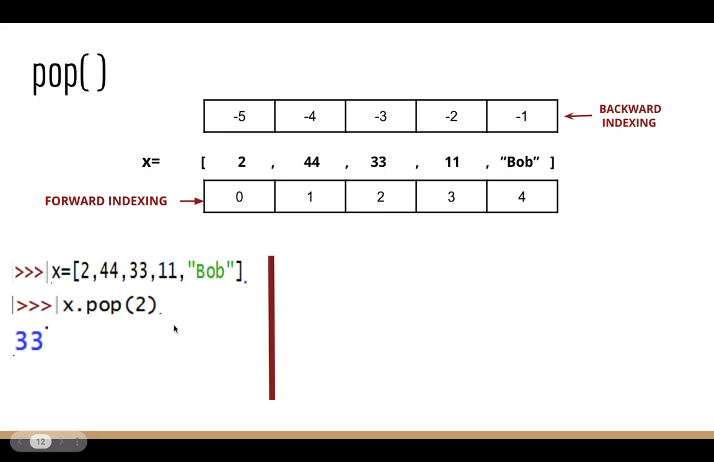Let's take a negative index. If I type in x dot pop minus 2, what will it remove? It will remove the element present at the index -2, that is 11 will be removed. Now if I see the updated list, I will get only 22, 44 and Bob. In the first pop function 33 was removed, in the second pop function 11 was removed. So we are left with only 3 elements, that are 22, 44 and Bob.